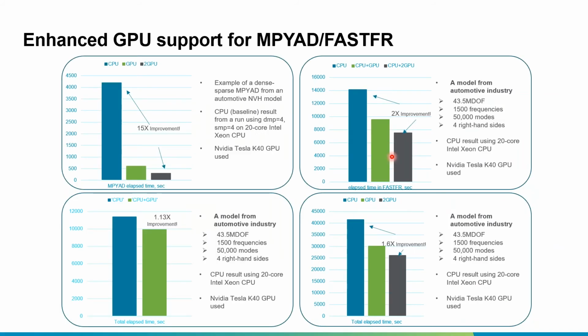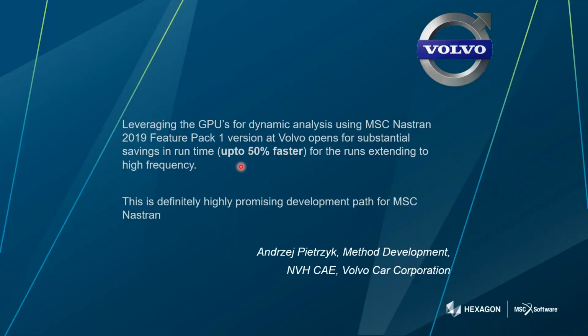Here is the detailed information about the model itself, as well as the model capability as well as the GPU specified. So you will notice here that we have used NVIDIA K40, but there are some newer versions of NVIDIA GPUs as well, which you can use, and you can get even better performance improvement as well. So here is a quote from one of our customers, Volvo Car Corporation. They were able to get up to 50 times faster run due to this GPU usage with MSC Nastran.